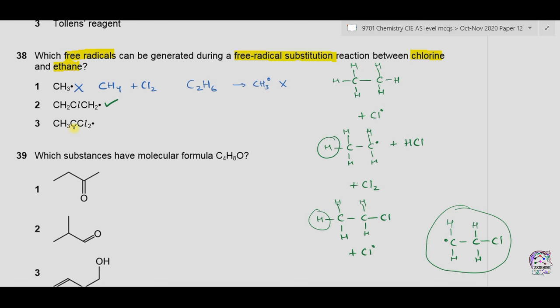Option 3, we have CH3CCl2. So now this product can also react with chlorine radical to form CH3 CCl H radical with the removal of HCl molecule. Now again it can react with chlorine to form product having 2 chlorine atoms.